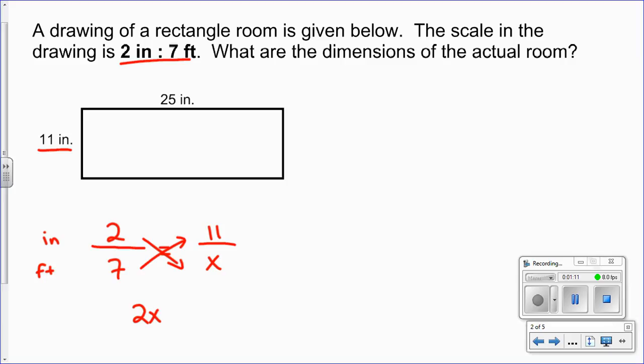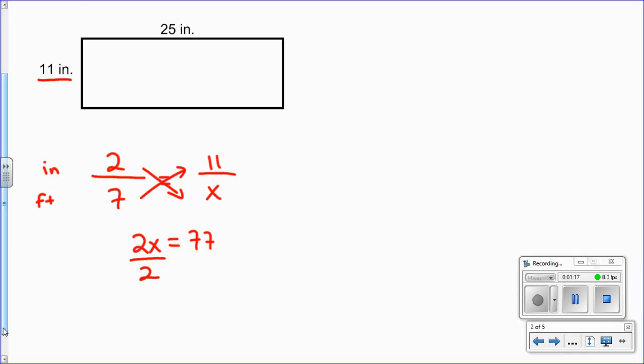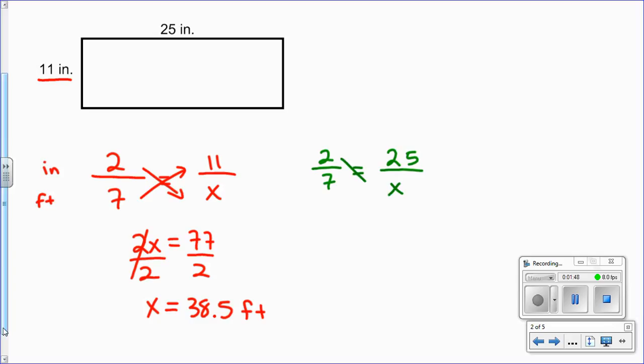2x equals 77. Divide by 2. And I get x equals 38.5. And that is feet. Okay, I want to do the same thing for the length. Instead of 11, I'm going to use 25. And the process of solving is the same.